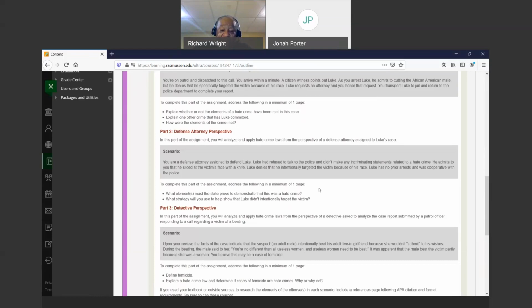So you're going to deal with these 2 issues. What elements must the state prove to demonstrate that this is a hate crime? From the perspective of a defense attorney, remember what the state has to prove. And then what would you use as defense attorney to show that Luke didn't intentionally target the victim for a hate crime?